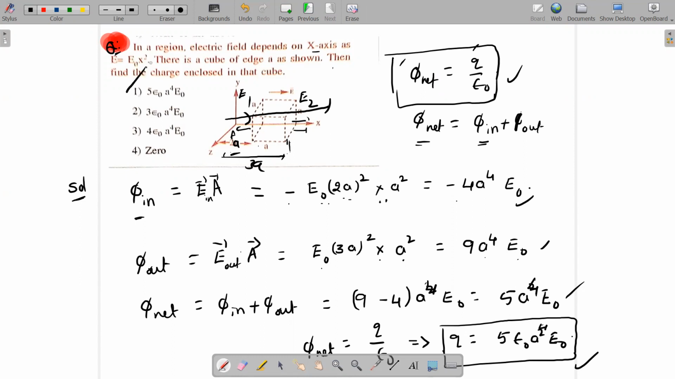Is it clear, guys? Like this, you have to deal with the questions related to cubes and flux calculation through cubes. I hope it is clear for you guys, right?